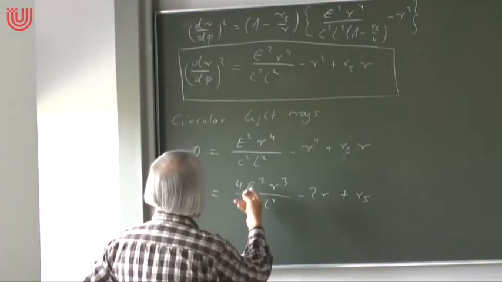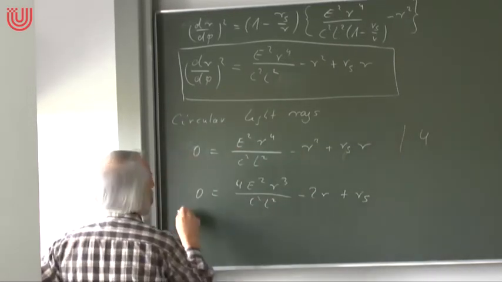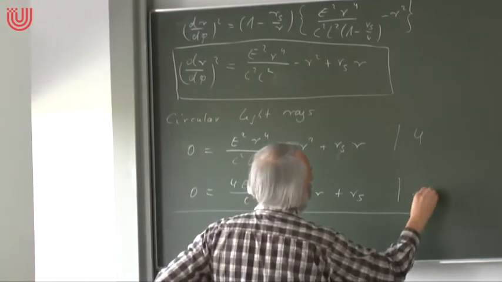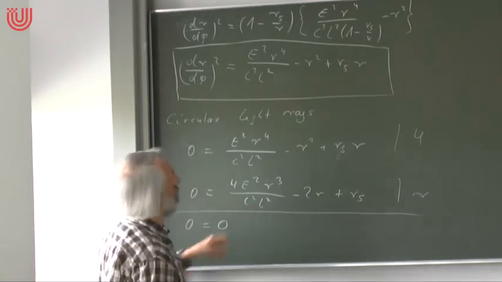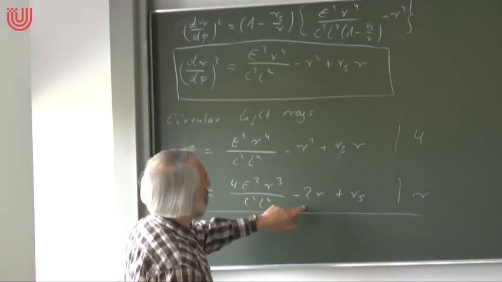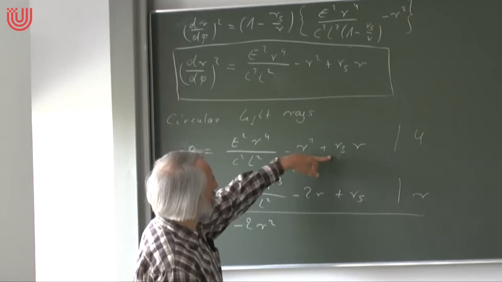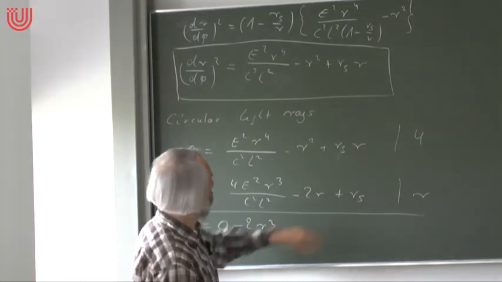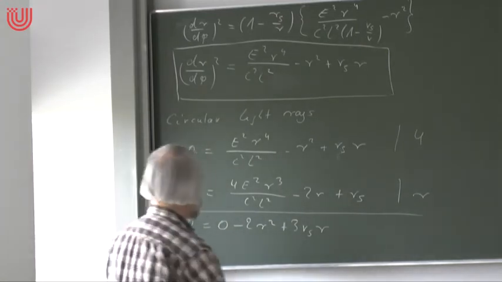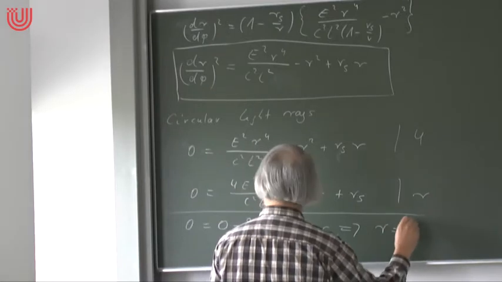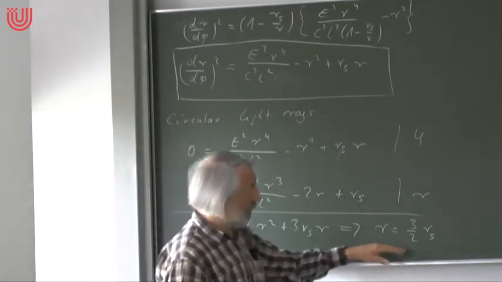So in order to eliminate the E over L, I think I multiply the first equation with a 4, and then I take the difference. Oh no, and I multiply this with r, because then these two terms cancel. Then I have 0 is 0, minus 4r squared plus 2r squared is minus 2r squared, plus 4rsr minus rsr is plus 3rsr, and lo and behold, I get the correct result, because this implies that r must be 3/2 rs. So at this radius, at 3/2 Schwarzschild radii, we have a circular light ray.